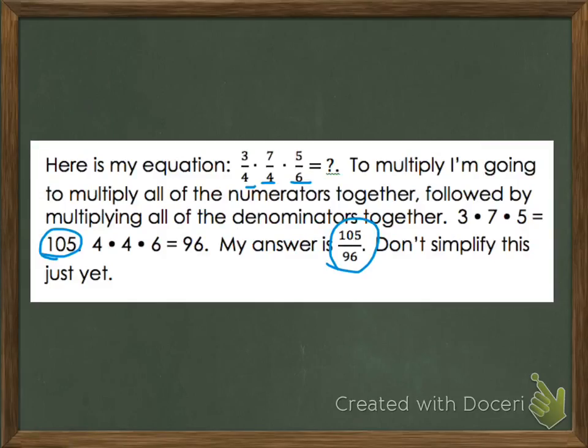Here's my equation. 3/4 times 7/4 times 5/6. To multiply, I'm going to multiply all the numerators together, followed by multiplying all of the denominators together. 3 times 7 times 5 equals 105. 4 times 4 times 6 is 96. My answer is 105 over 96 units cubed. But there's no need to simplify this just yet.